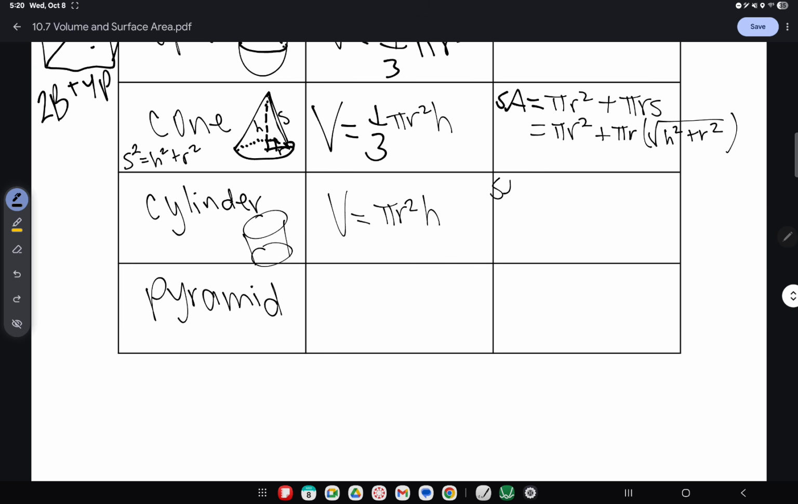And then surface area, I have two circles. So 2 times the area of a circle, 2 pi r squared. And if I flatten it out, I have a circle, and then a rectangle, and then another circle. So for that rectangle, to do that area, the side length here is actually the circumference of the circle. So 2 pi r.